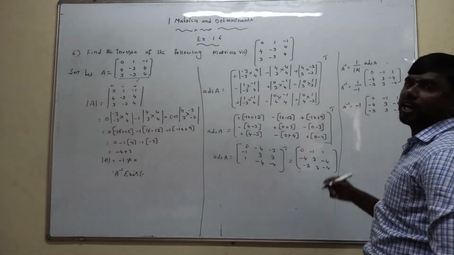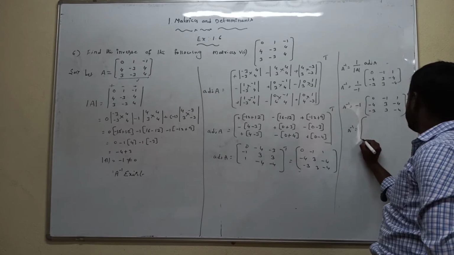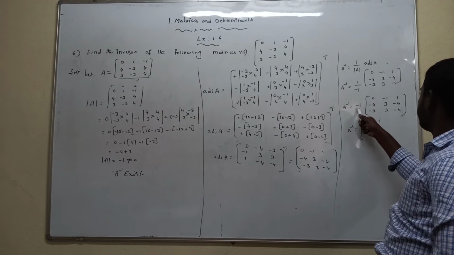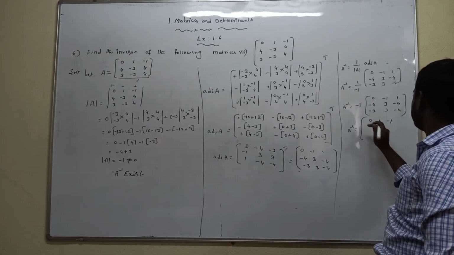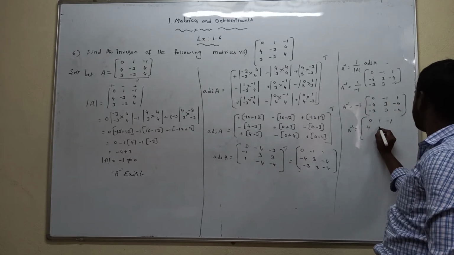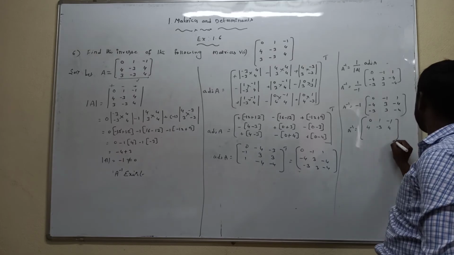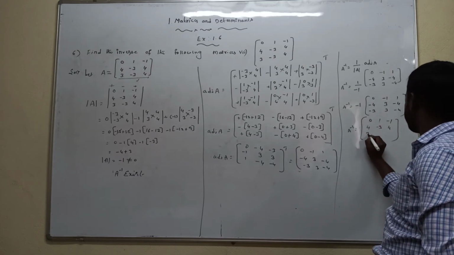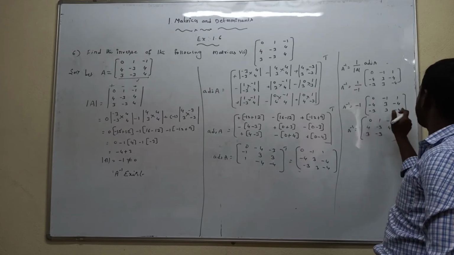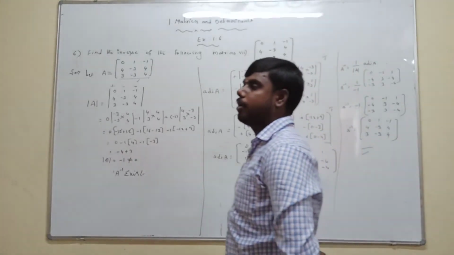Now each element is multiplied by minus 1. So A inverse is equal to 0, and everything in that row is 0. Minus 1 into minus 1 is plus 1. Minus 1 into 1 is minus 1. Minus 1 into minus 4 is plus 4. Minus 1 into 3 is minus 3. Minus 1 into minus 4 is plus 4. Minus 1 into minus 3 is plus 3. Minus 1 into 3 is minus 3. Minus 1 into minus 4 is plus 4. This is the inverse of the A matrix.